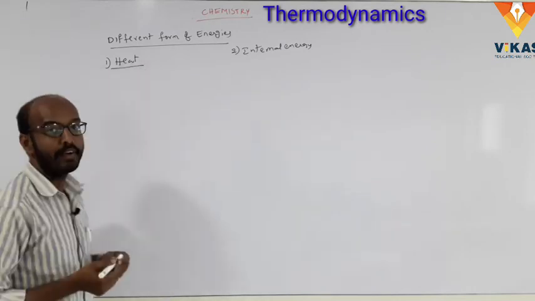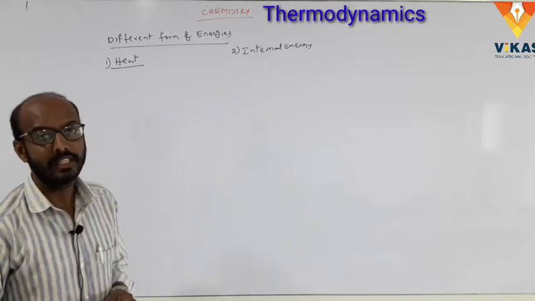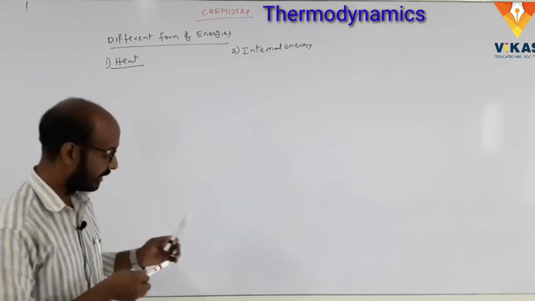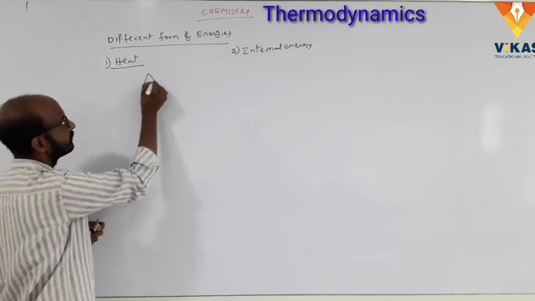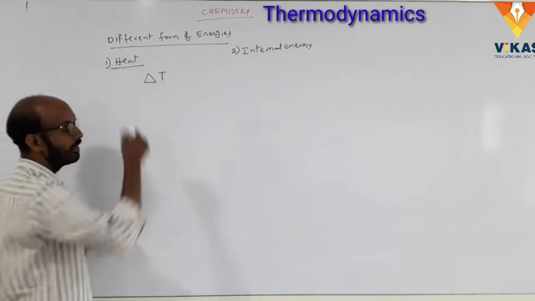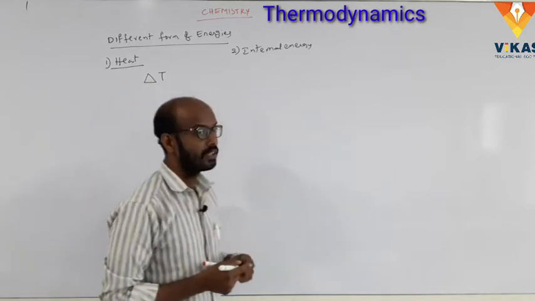It is a form of energy. It is transferred from one system to another system due to a difference in temperature. What is the difference in temperature? That is delta T. Sorry, delta T, the difference in temperature. So what is meant by heat?